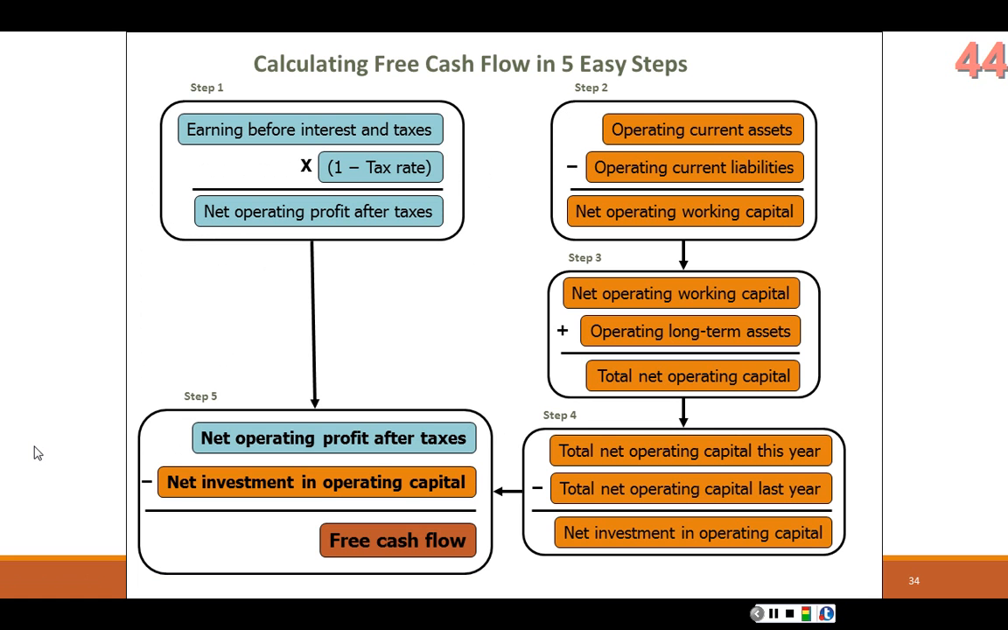So we're going to calculate free cash flow. There are 5 steps. The first step is to calculate net operating profit after tax. We then calculate net operating working capital, which goes into the calculation of net operating capital, which goes into the equation of net investment in operating capital. Then finally we deduct the net investment in operating capital from the net operating profit after tax to give us free cash flow.